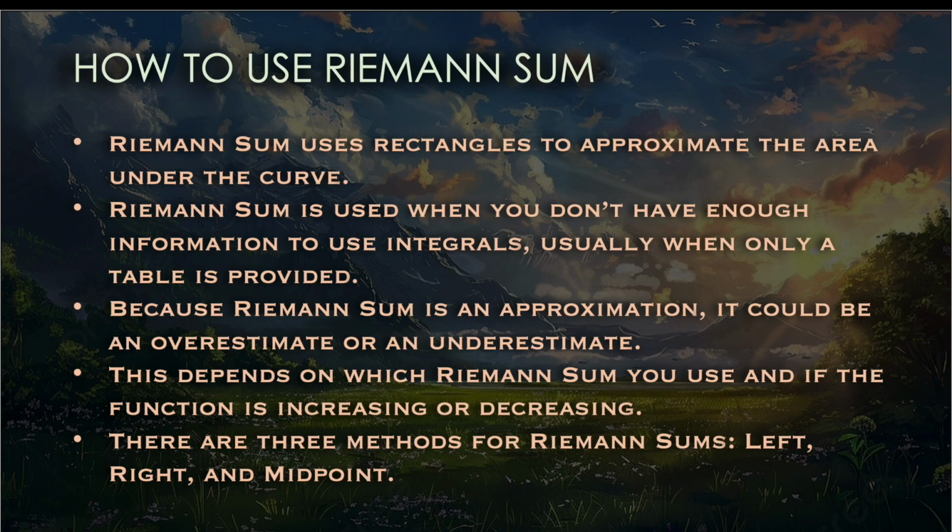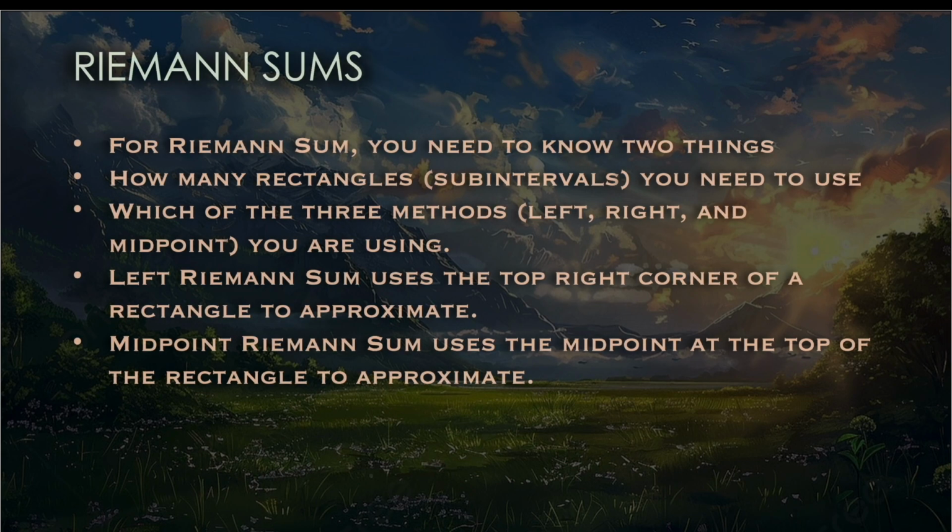There are three methods for Riemann sum: left, right, and midpoint. For Riemann sum, you need to know two things: how many rectangles or subintervals you need to use, and which of the three methods, left, right, and midpoint, you are using. The left Riemann sum uses the top.